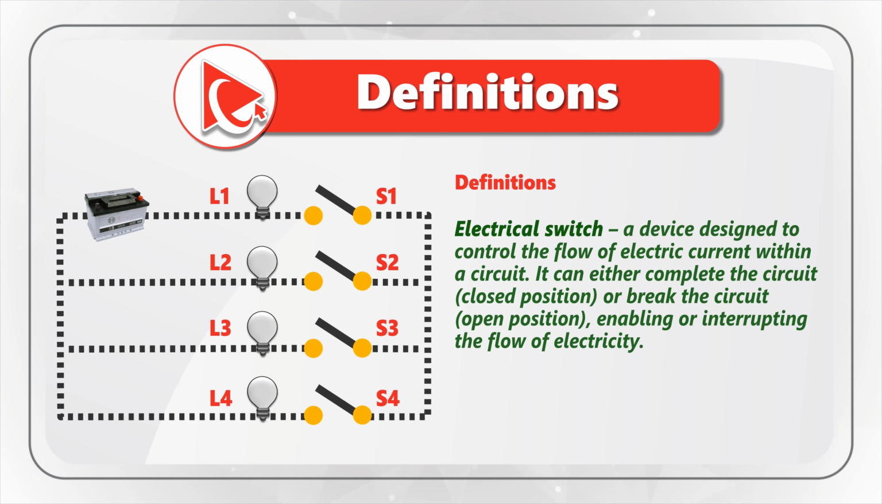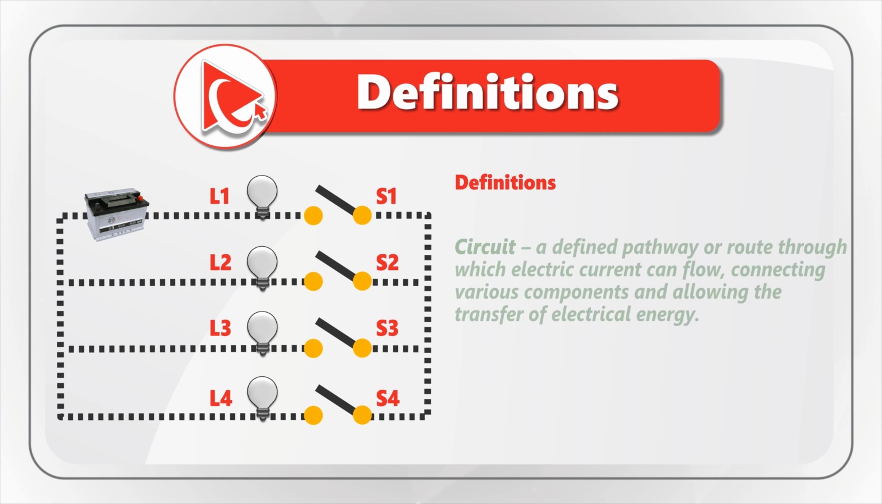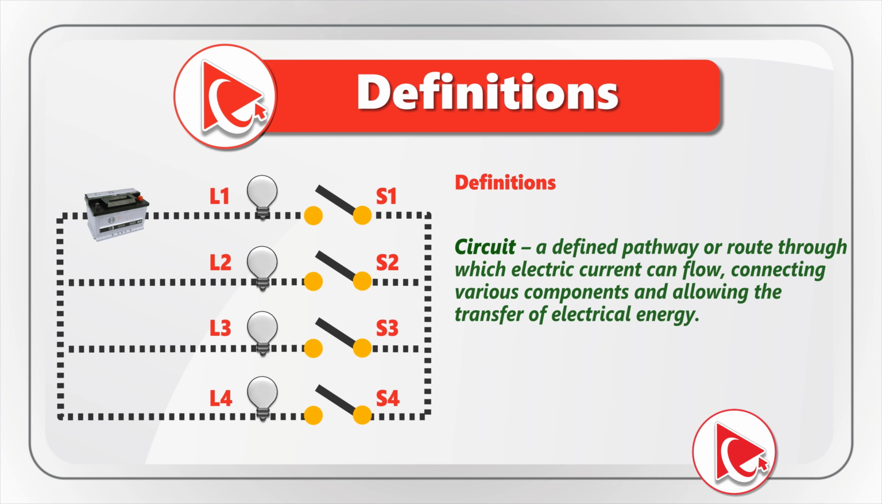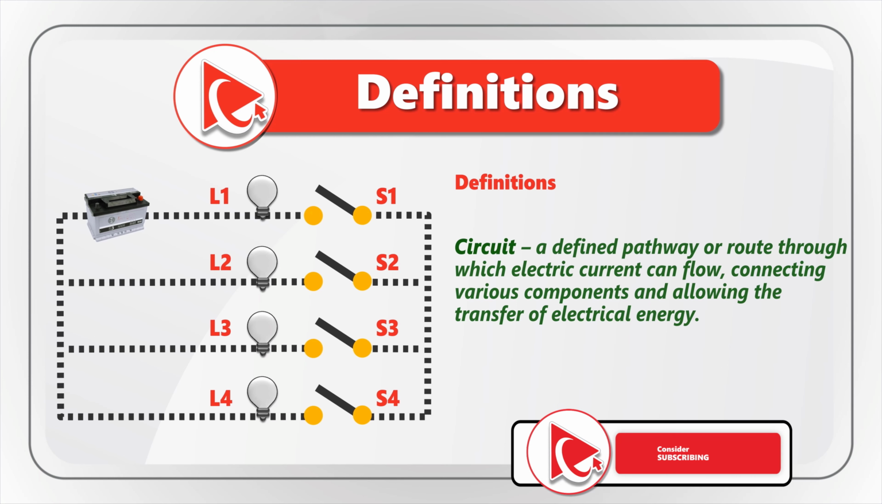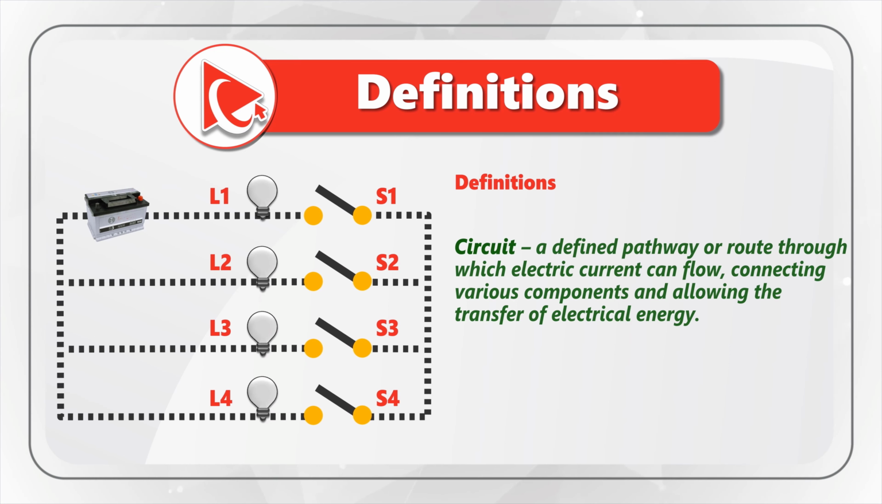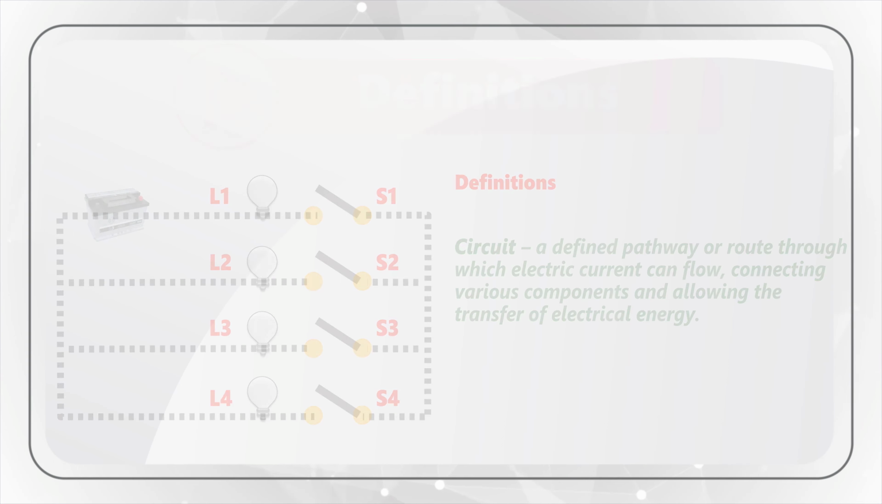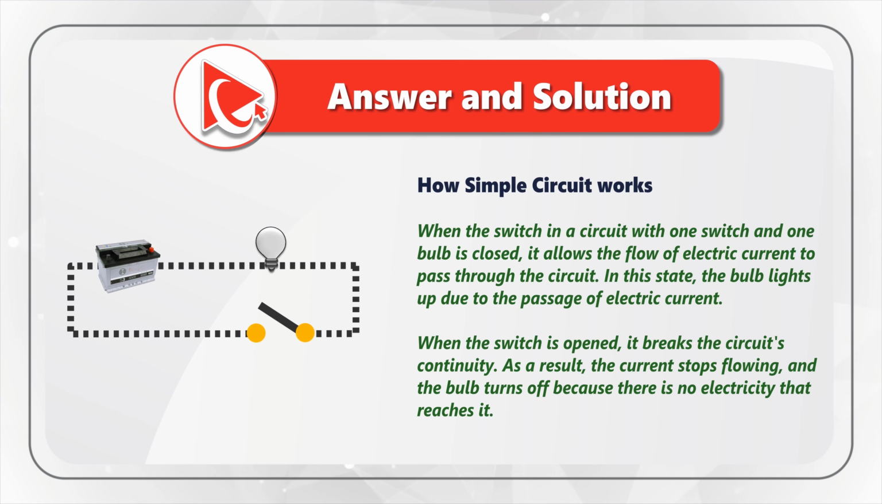And last concept that we're dealing with here is concept of circuit. Circuit is a defined pathway or route through which electric current can flow, connecting various components and allowing the transfer of electrical energy. Our circuit consists of 1 battery, 4 light bulbs, 4 switches, and all the conductors that connect these devices. To better understand how we should answer this question, let's understand how simple circuit works.